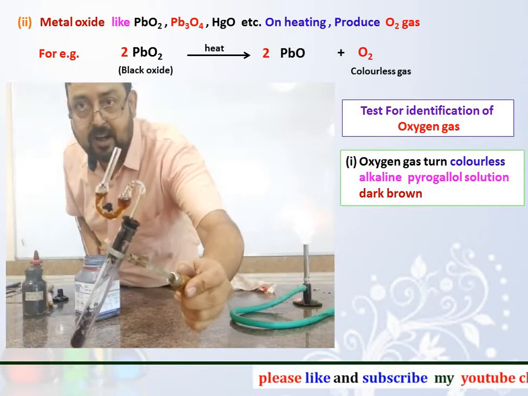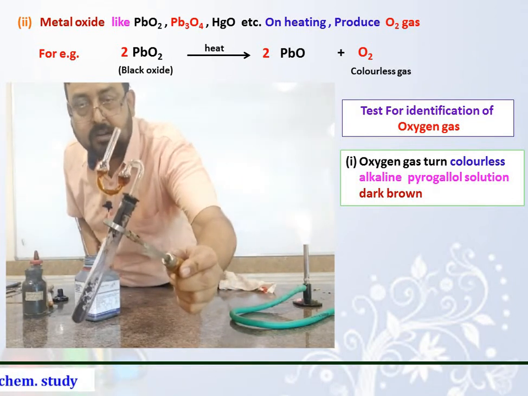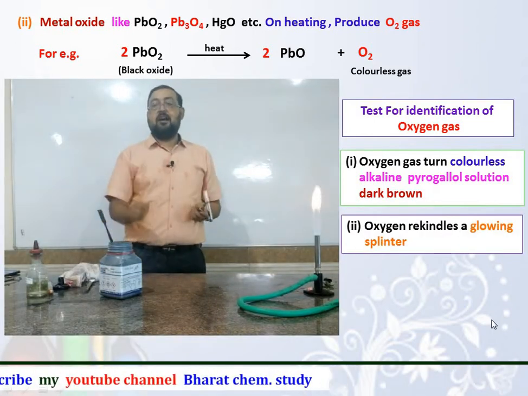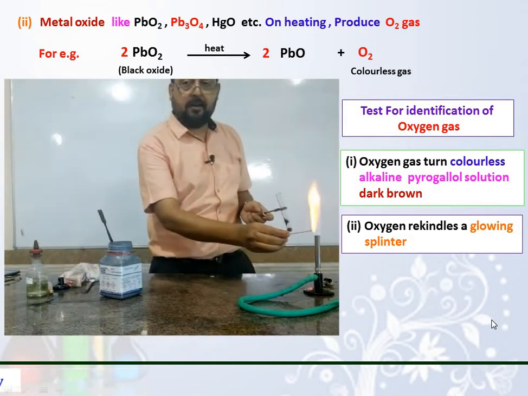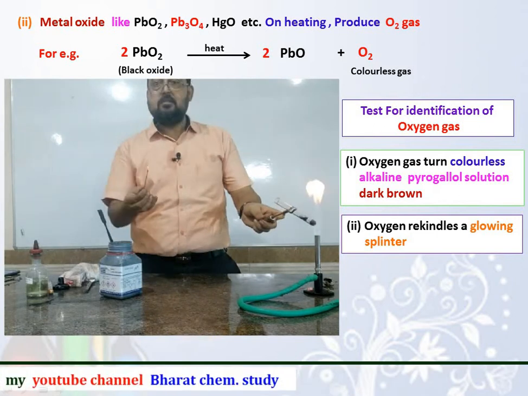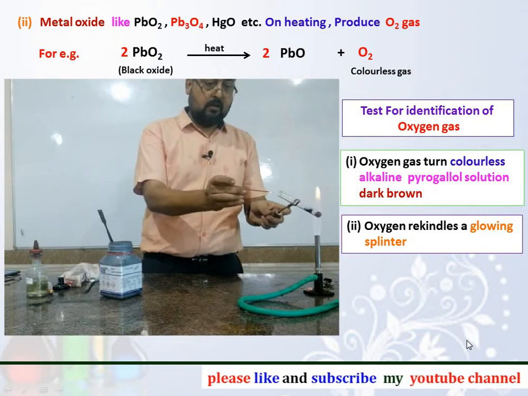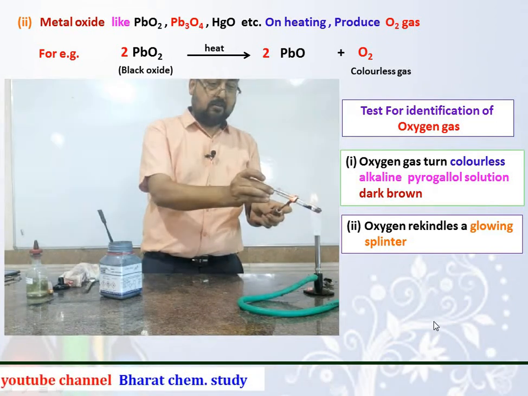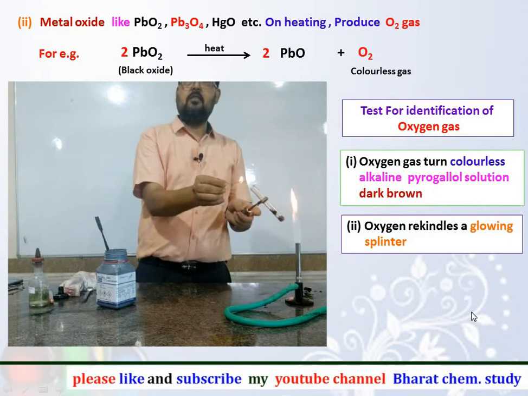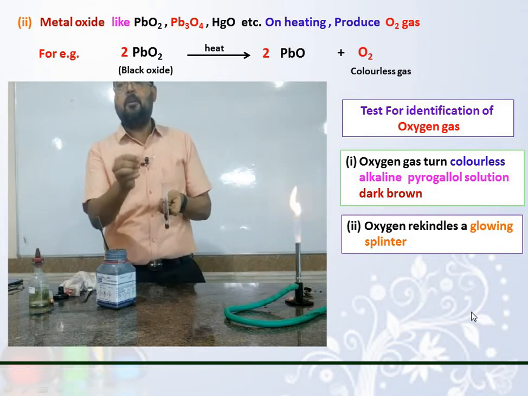This is a test for the identification of oxygen gas, that it turns colorless alkaline pyrogallol solution from colorless to dark brown. Another test for oxygen gas is that when we bring a glowing splinter near oxygen gas, it starts burning again. This is a burning splinter. Now I am taking this splinter near the oxygen gas, and let's see what happens. See that it starts burning. So this shows that the gas formed on heating PbO2 is oxygen gas.